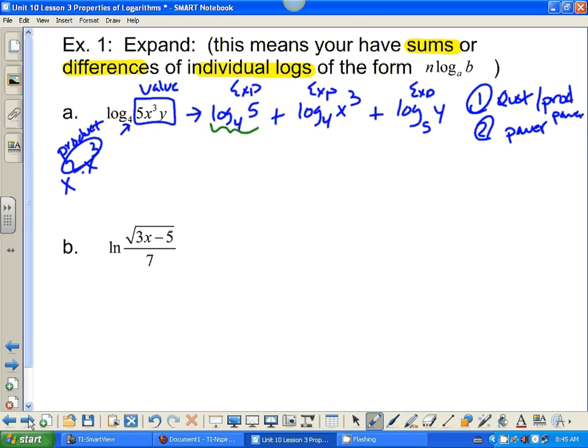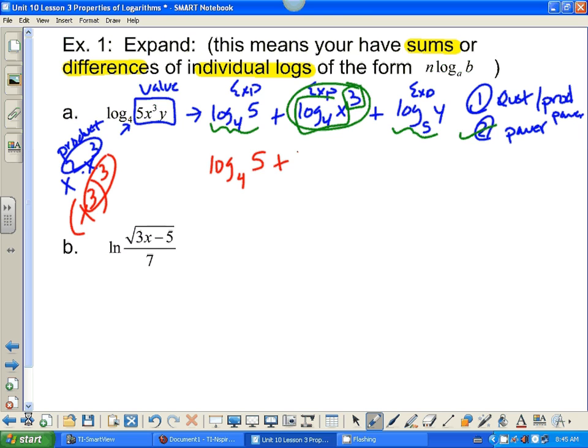This is an acceptable term. Log base 4 of y is an acceptable term. This is not an acceptable term because I still have a power to a power. So whenever I have a power to a power, I multiply the exponents. So my final expanded answer is log base 4 of 5 plus 3 log base 4 of x plus log base 4 of y.